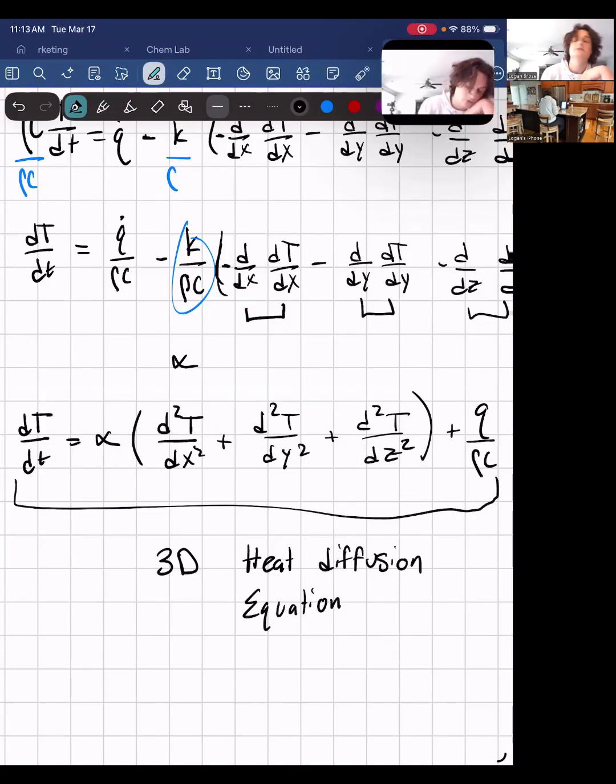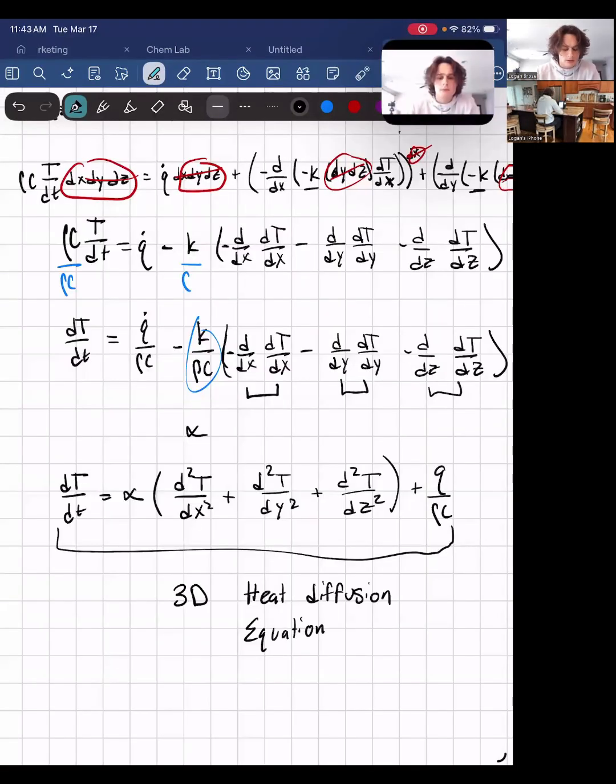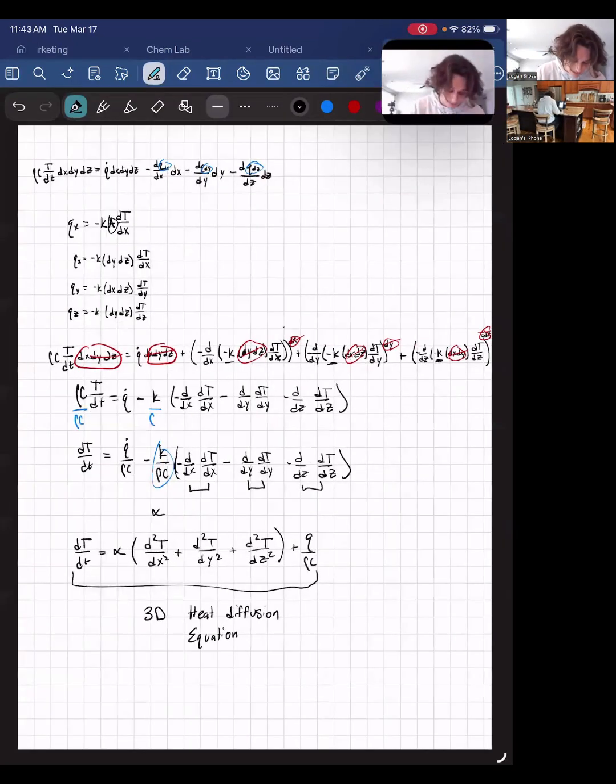in Cartesian coordinates. And if you recall, this is very similar to our 2D heat diffusion equation that we derived earlier. From this, we're going to move on to an example, right?